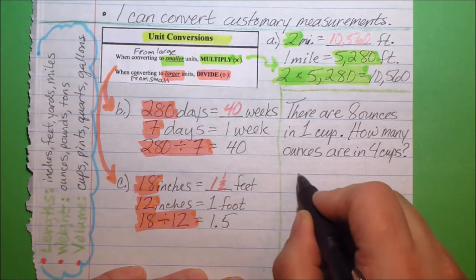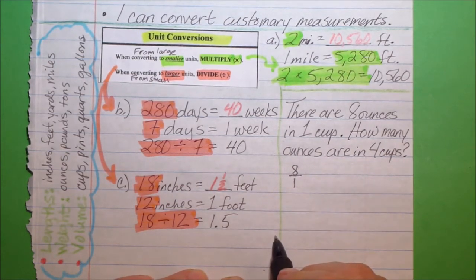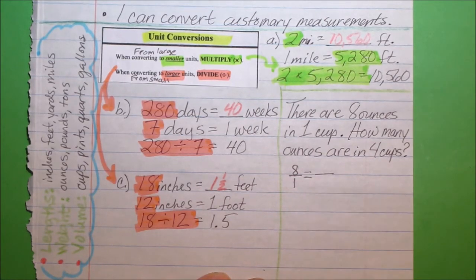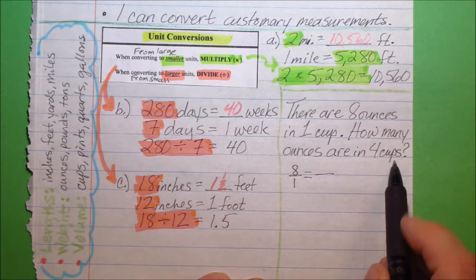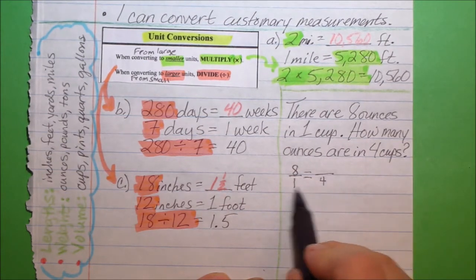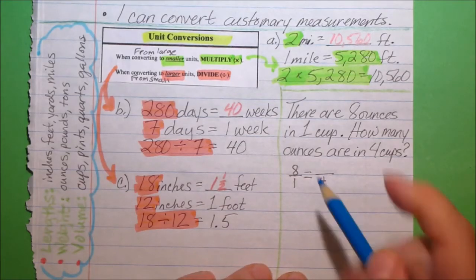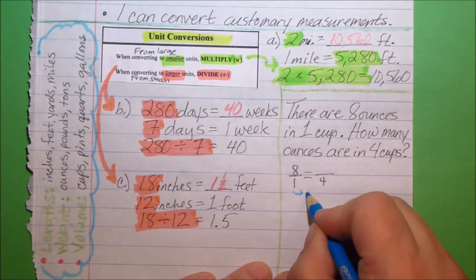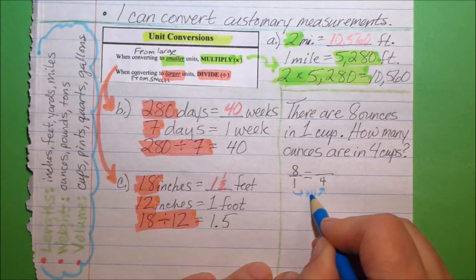Okay, here we go. All right, so I've got 8 ounces in 1 cup. The ounces are up here and the cups are down here, right? So if I want to know how many there are in 4 cups, then I'm going to put 4 down here because my cups are in the denominator, my ounces are in the top. And then this is where I ask myself, what did I have to do to get this 1 to a 4? Well, I had to multiply it by 4, right? So what you do to the bottom, you've got to do to the top.